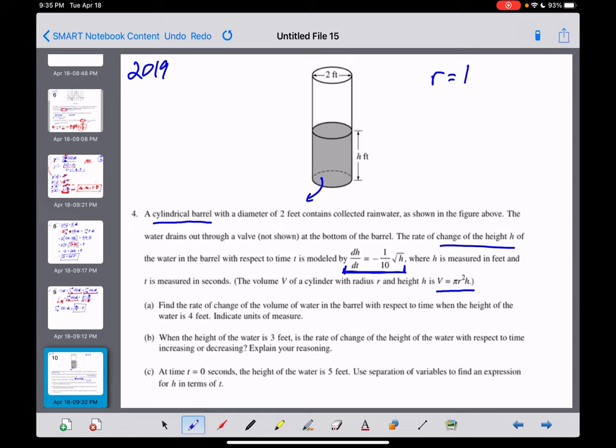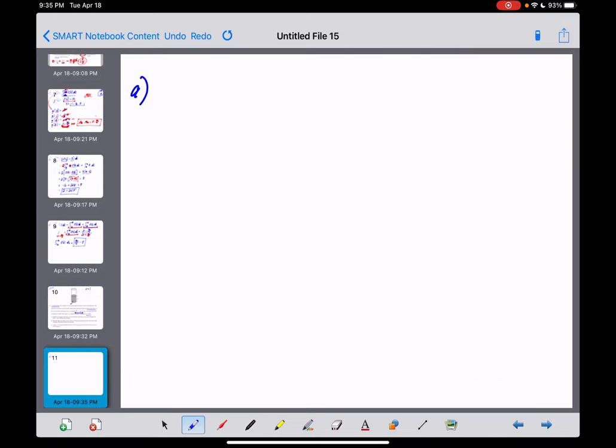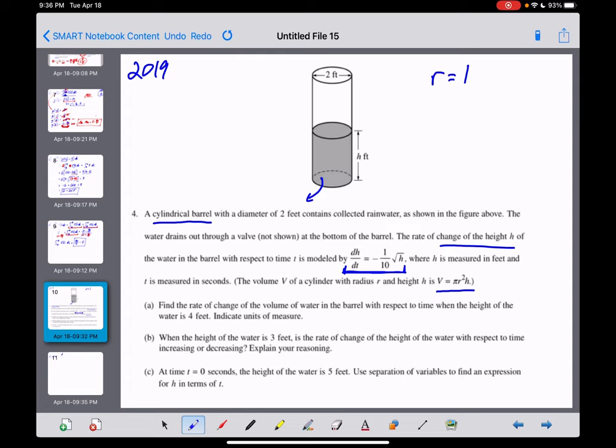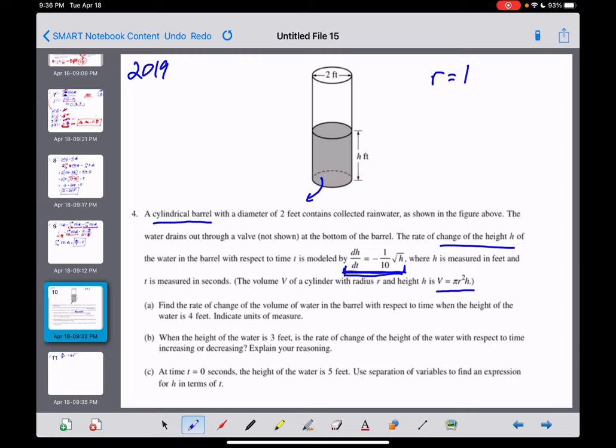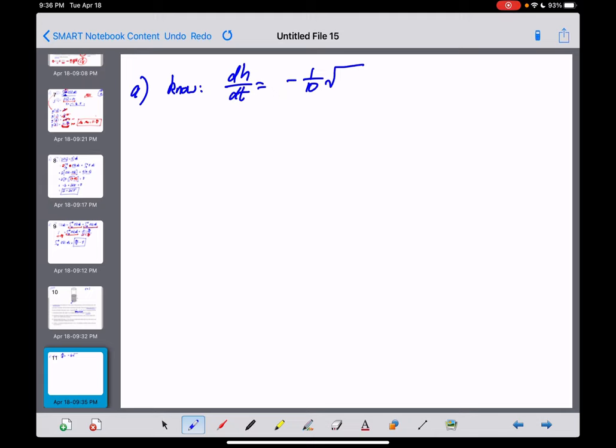Okay, 3 parts to this problem, guys. Find the rate of change of the volume of the water in the barrel when the height of the water is 4 feet. This sounds like a pretty straightforward related rate problem to me. So we were given the derivative of height with respect to t. So dh/dt is equal to negative 1/10 times the square root of h. Interesting, because usually that's done in terms of t, but okay.